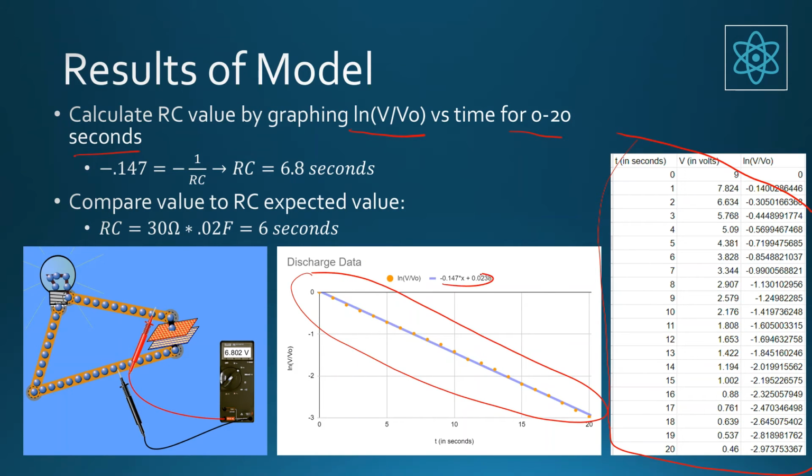We used this linear approximation to calculate our RC value, which we found to be 6.8 seconds. Then we compared that to the RC expected value, which is resistance, that's 30 ohms, times the capacitance of 0.02 farads, to find that the expected value is 6 seconds, which means that despite some human error in calculations, we were pretty close to the expected value.